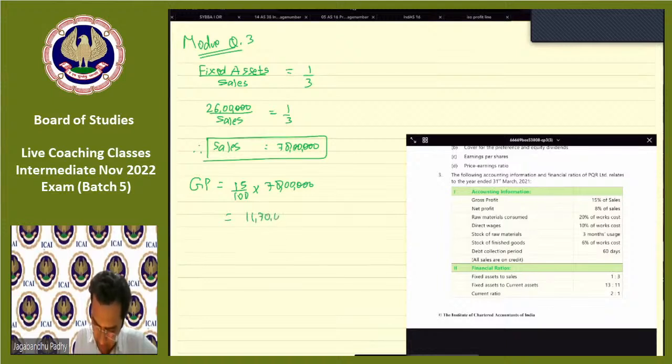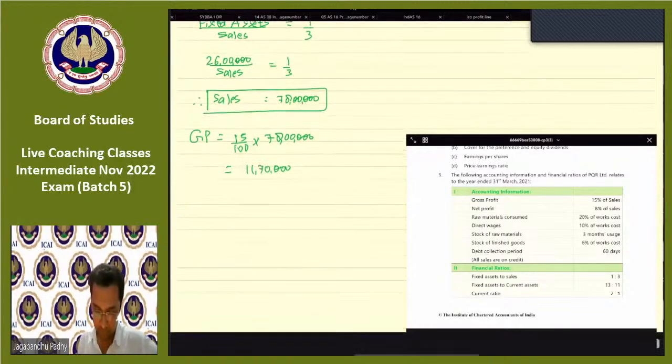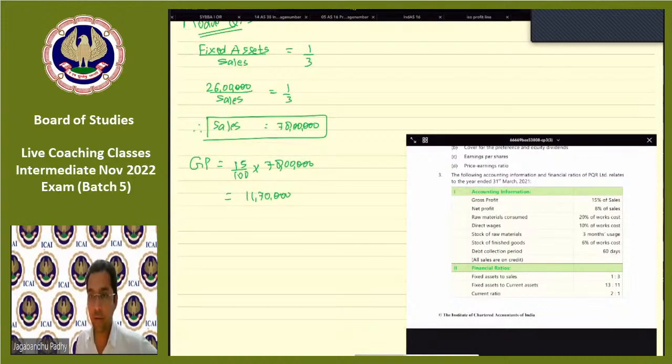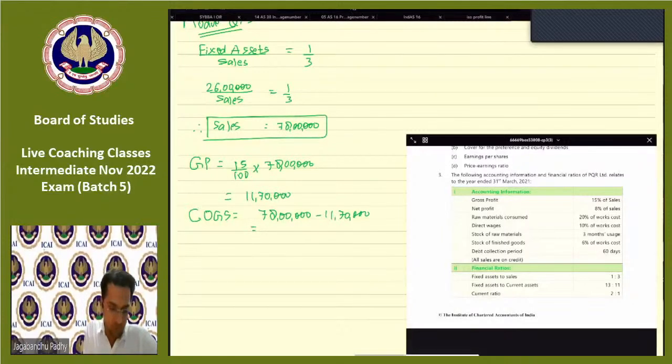Eleven lakh 70,000. Okay, 11 lakh 70,000 gross profit. Then if this is our gross profit, we can get our COGS, cost of goods sold, out of 78 lakh. 11 lakh 70,000 is the GP. Out of 78 lakh, 11 lakh 70,000, the gross profit, which is 66 lakh 30,000. Right.